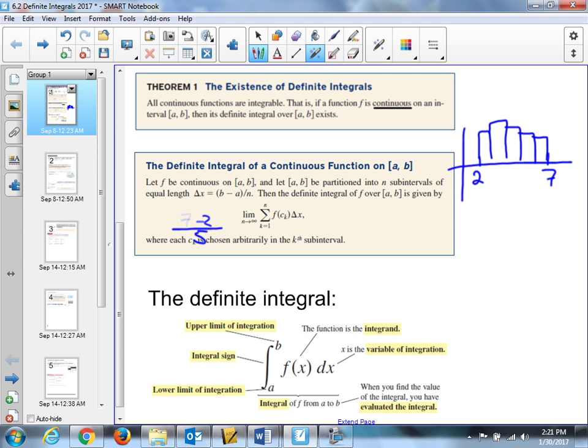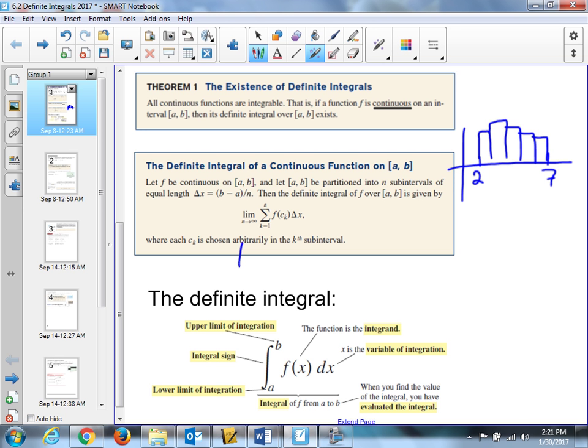What if I said I wanted 10 intervals? Well, then I'd still go b minus a, 7 minus 2, final minus initial, divided by 10. But it's going to be half each interval, right? And it'd be more accurate. And then, like I said, why not 100 intervals? Well, they'll be really skinny and a lot more work if you were to do them by hand.